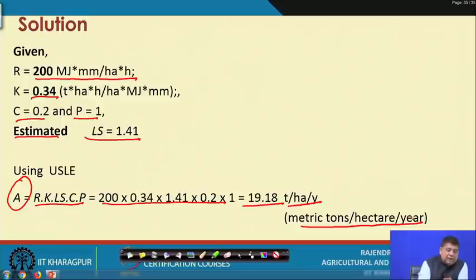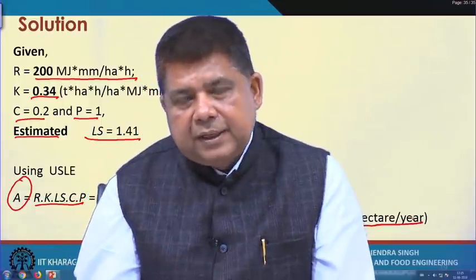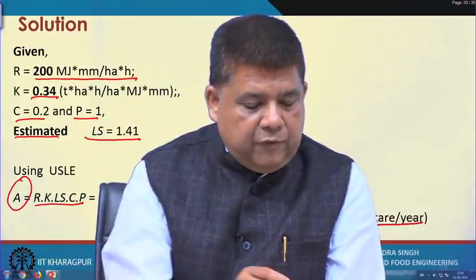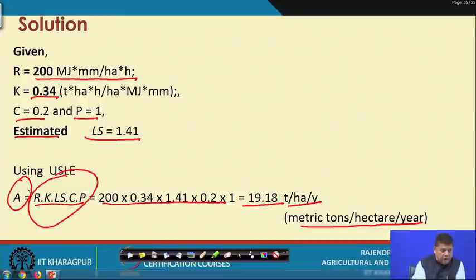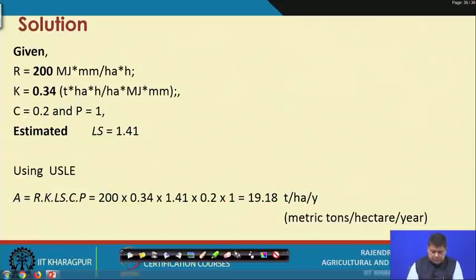So, that simply means if we want to use the universal soil loss equation for estimating soil loss from given conditions, then we obviously have to obtain the values of all these factors R, K, LS, C and P to be able to apply this equation.